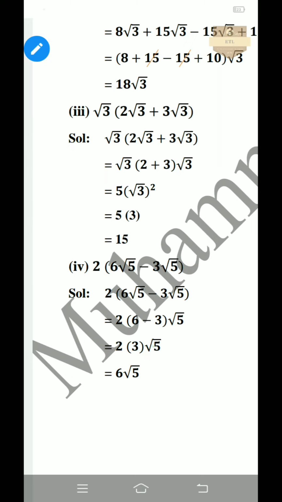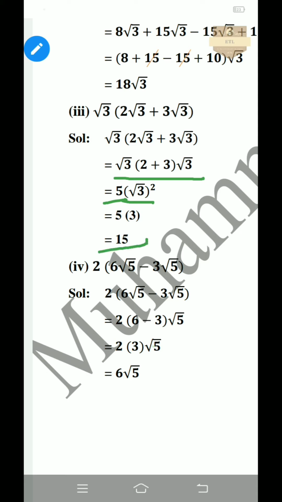In part number 3, we have under root 3 into 2 under root 3 plus 3 under root 3. Now by taking under root 3 common, we have 2 plus 3 into under root 3. Now 2 plus 3 is equal to 5, and under root 3 into under root 3 is equal to under root 3 whole square. So this square will be cancelled with under root, and we have 5 into 3, which is equal to 15.